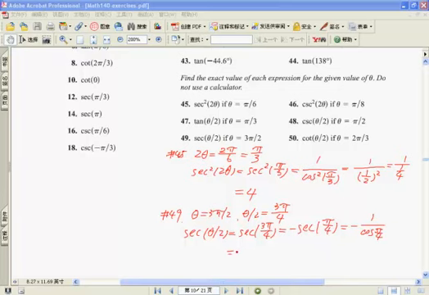And cosine of pi over 4 is equal to root 2 over 2. So now you multiply both numerator and denominator by 2, and the 2s cancel. So you get negative 2 over root 2. And then you rationalize, then you get negative 2 times root 2 over 2. Cancel these two 2s, and you get negative root 2.